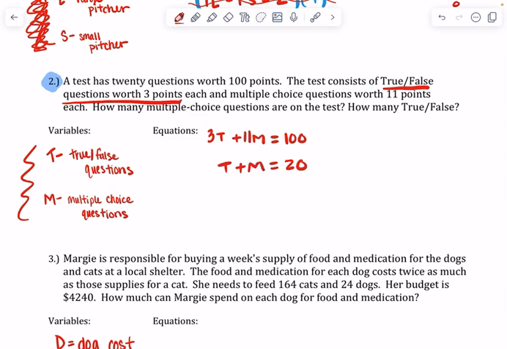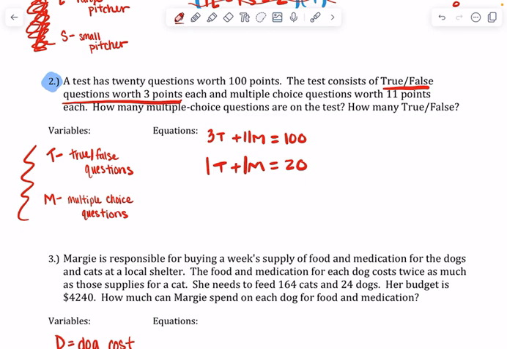Like, hey, the true-false and the multiple choice questions, however many there are of each of them, have to be a total of 20. We don't necessarily have numbers that go with them, but if you wanted to put coefficients of 1, you could. But it's just, hey, true-false and multiple choice have to be a total of 20.